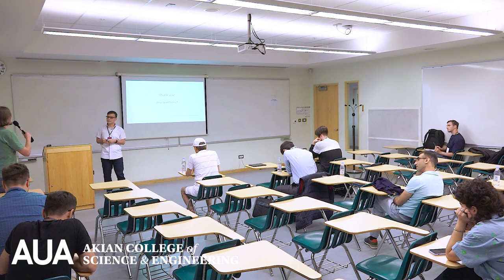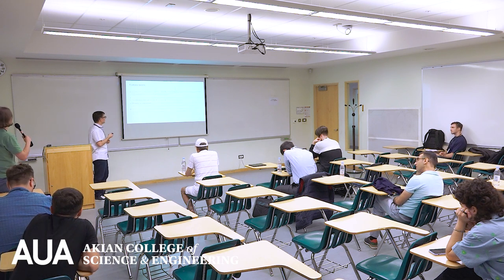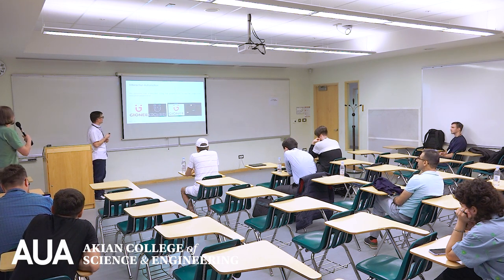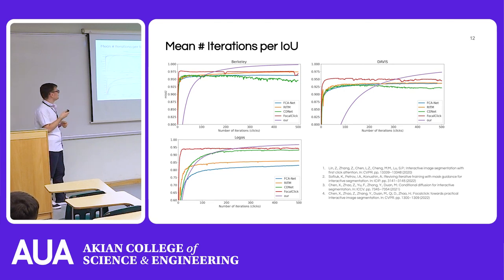Yes, I see. And could you please also go back to the slide with these very good curves. My understanding is that these clicks are not really user clicks, but some generated clicks by some algorithm, right? So how to distinguish between a good clicking procedure and a good part of your algorithm? Is there a way to do it? Because maybe if I click in a correct way with a different model, I will achieve better results faster.